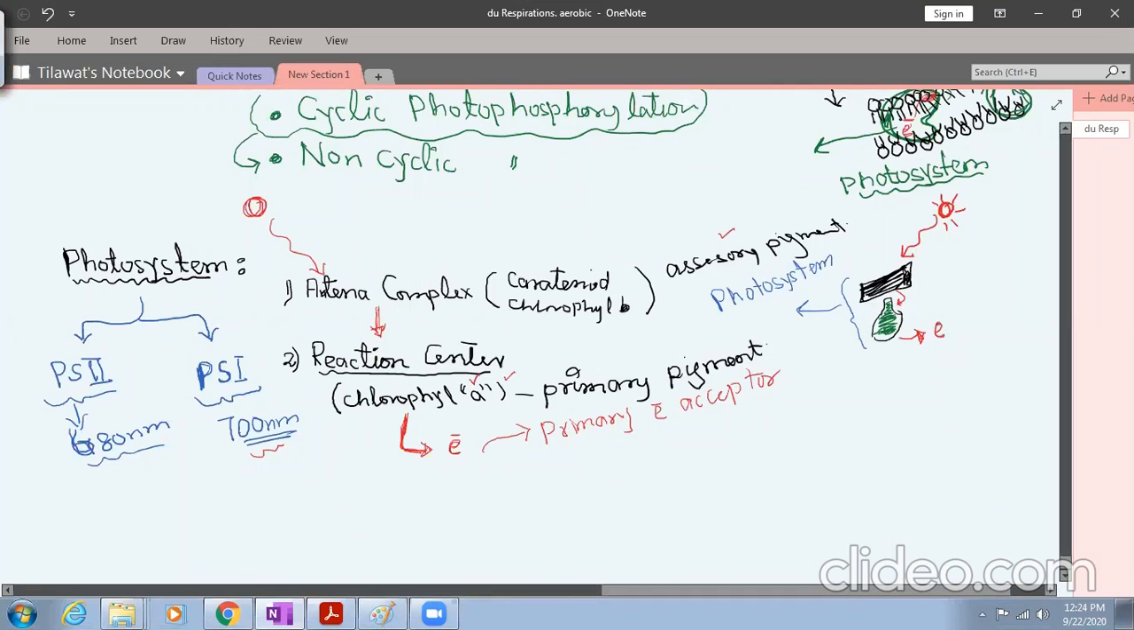That electron will start moving in a chain. In this membrane there are different electron acceptor proteins, so this electron will be accepted by a protein called the primary electron acceptor. Further, I will discuss what happens with this electron after it is accepted by the primary electron acceptor, in cyclic photophosphorylation and non-cyclic photophosphorylation. Okay, is it clear up to here?